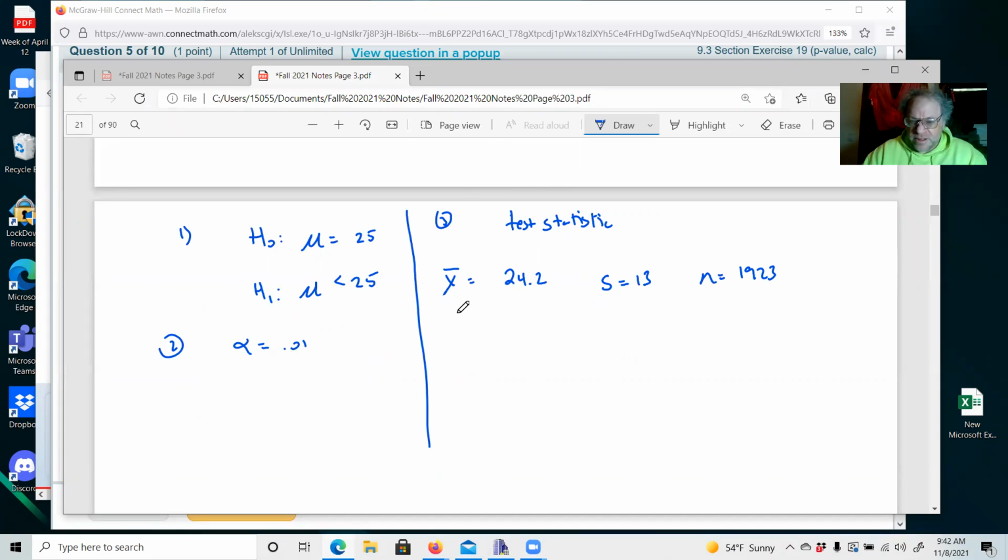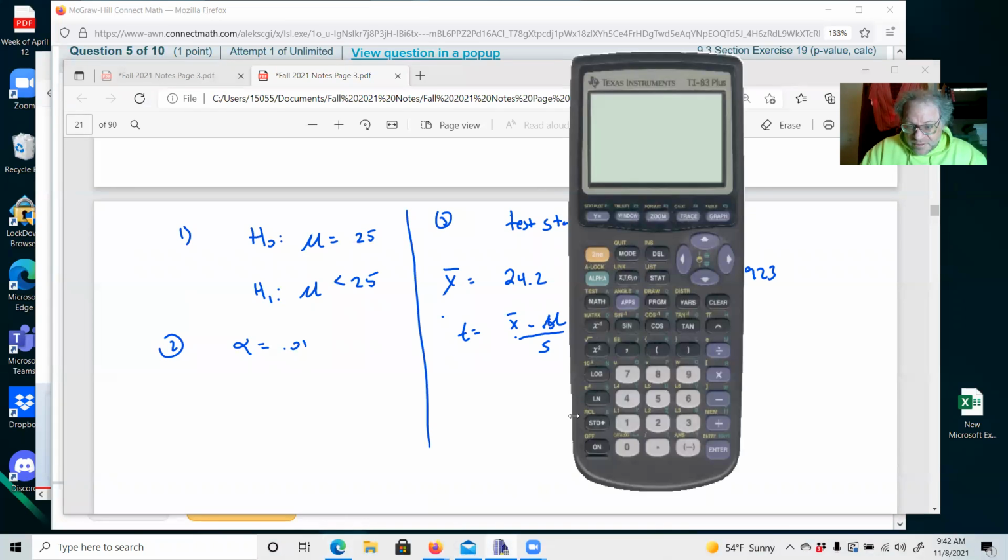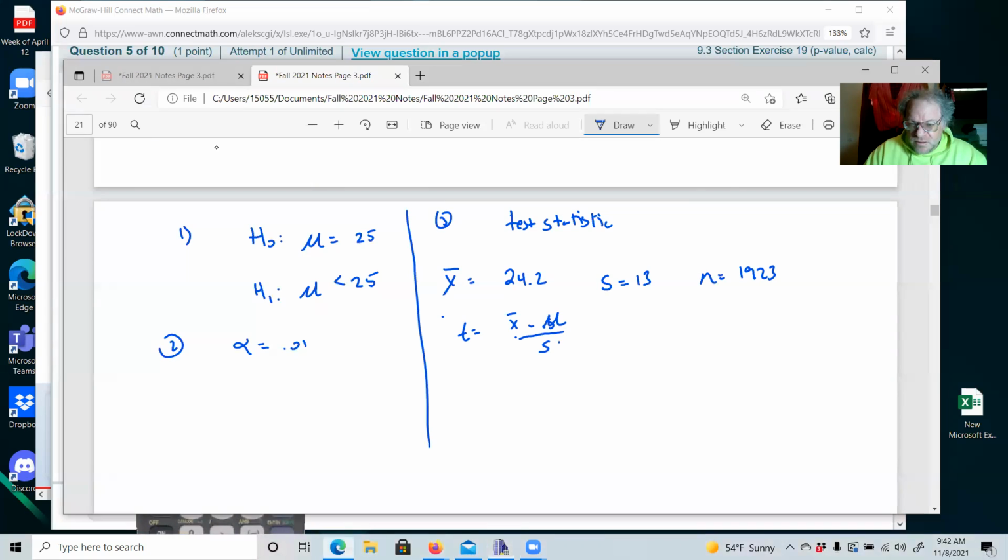Okay, we're going to use our calculator to do that. I mean, the formula is x bar minus mu, divided by S over root n. That's the actual formula. But we're going to let the calculator do it. Oh, it's been a while.